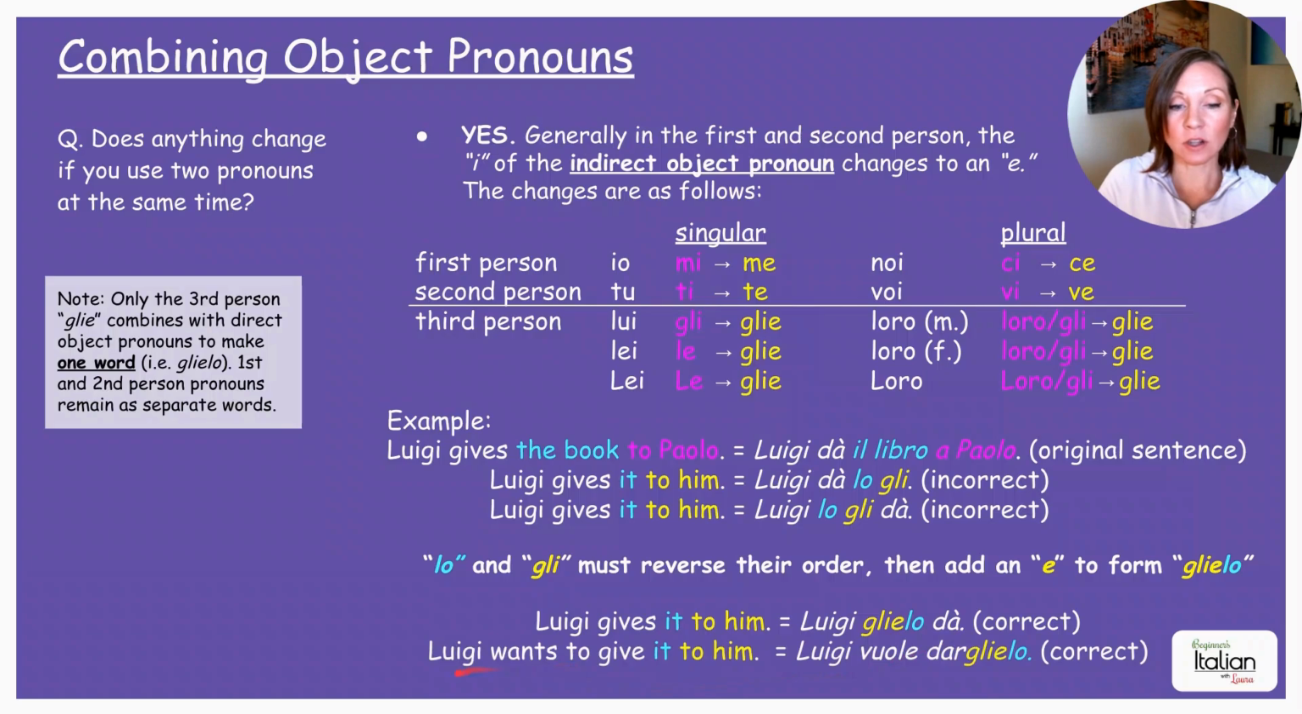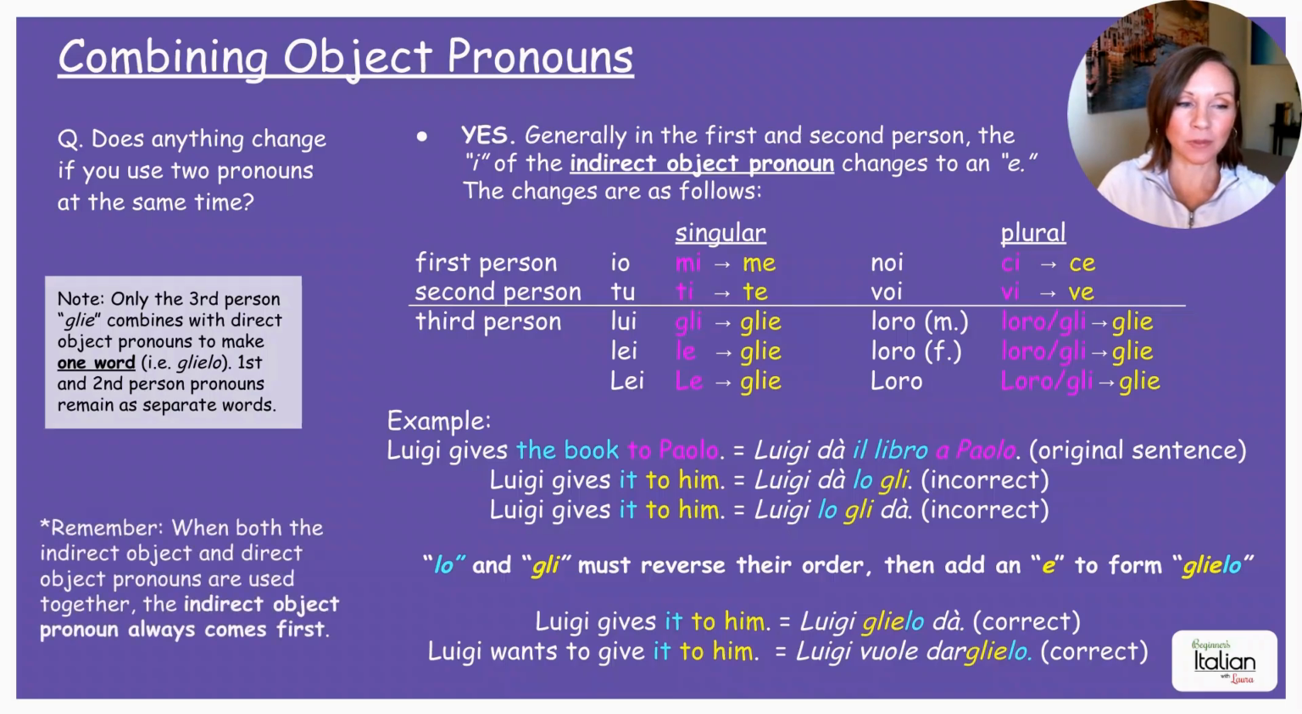If our sentence was Luigi wants to give it to him, you could also attach it to the end of the infinitive. Okay, so Luigi vuole darglielo. Darglielo. It's hard to say, but it's a correct way to use it. So you just chop off the E here from dare, and then you attach glielo. Okay, so glielo dà or vuole darglielo. Okay, it's kind of fun to say. So yeah, that's how you do it. Okay.